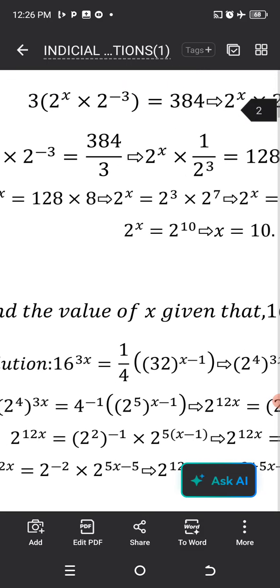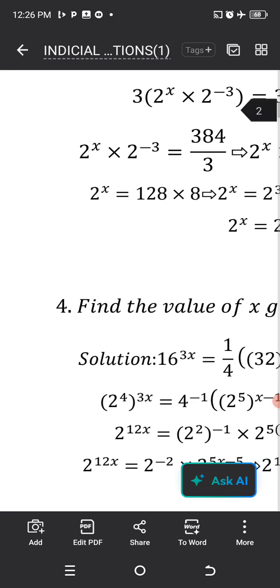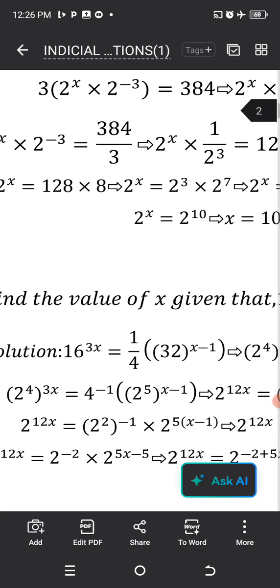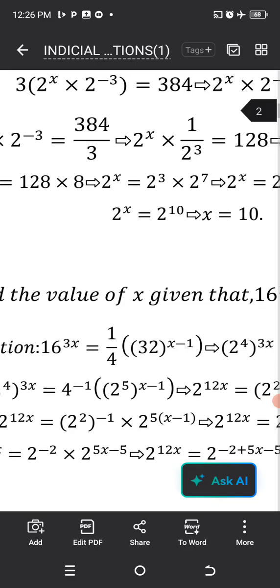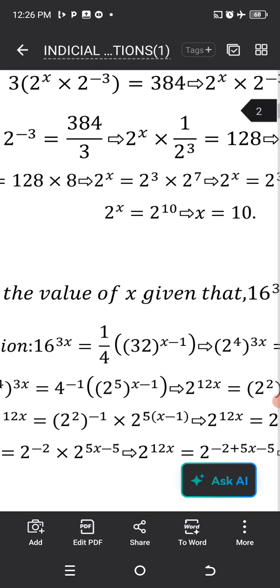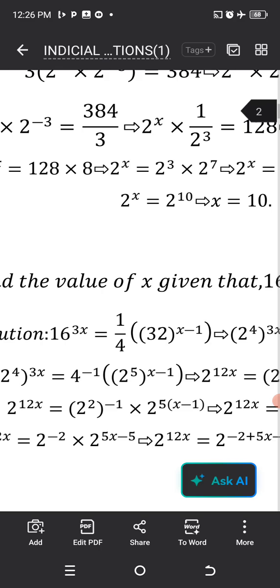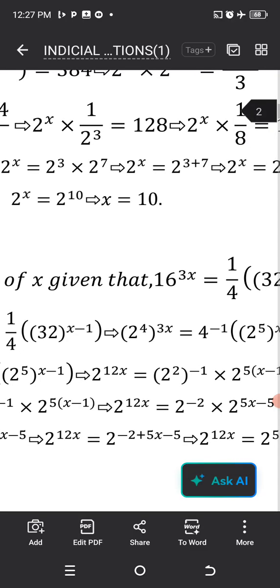128. So looking into this, the next line, if you cross multiply, we have 2 raised to power x equals 128 multiplied by 8. Which implies that 2 raised to power x, recall, you can see that at the right hand side we change everything back to indices. That is why you have 2 raised to power 3, that is 8, multiplied by 2 raised to power 7, that is 128. You can press your calculator to confirm this. You will see that it's actually true.